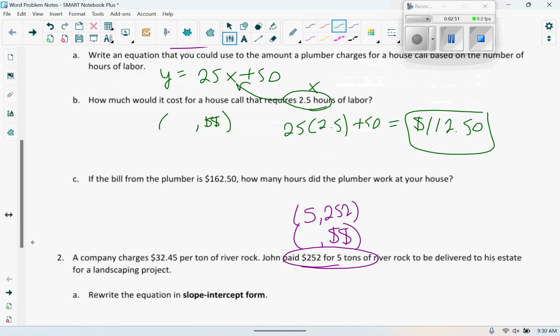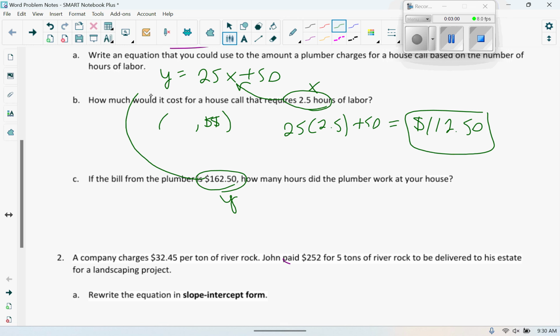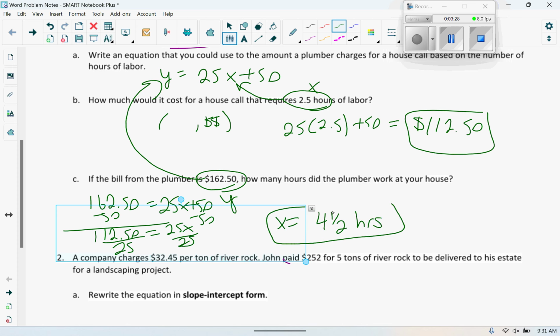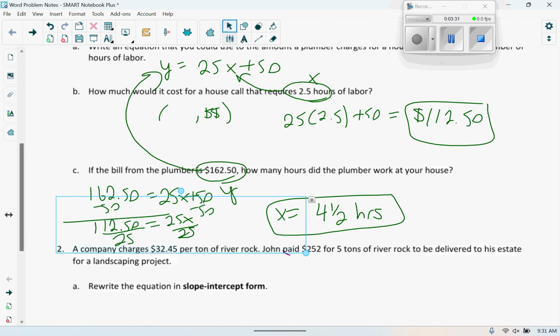Okay, so if the bill is $162.50, so this is my Y value, how many hours did the plumber work at your house? I'm going to come back up here and set that equal to 162.50 equals 25x plus 50. So I'm going to subtract 50 and divide by 25. And I get x is equal to 4.5 hours. So make sure you're answering the question there.